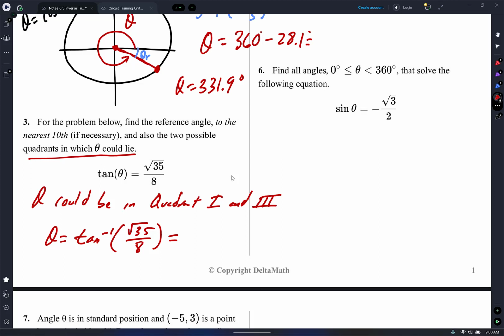Does that make sense? Okay, what if you were in quadrant 2? I would take 180 and subtract the reference angle. What if you were in quadrant 4? Take 360 and subtract the reference angle. Do you guys see how that works? And if you're in quadrant 1, it's already the answer.